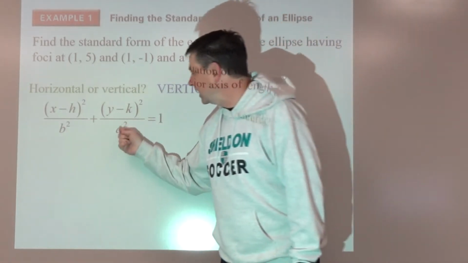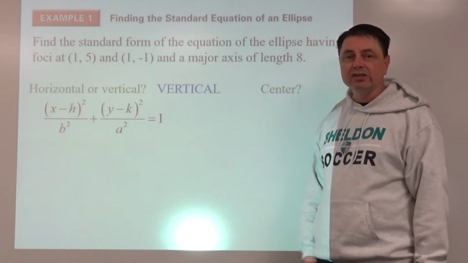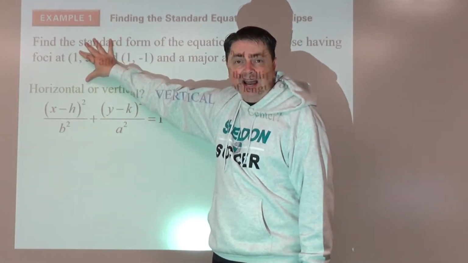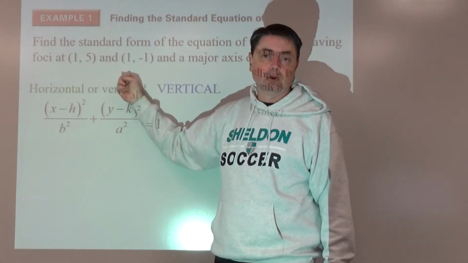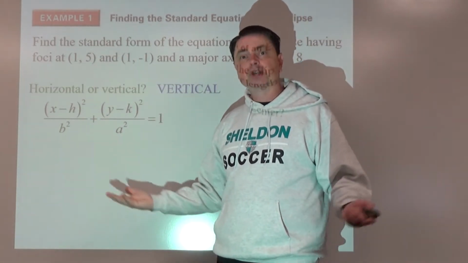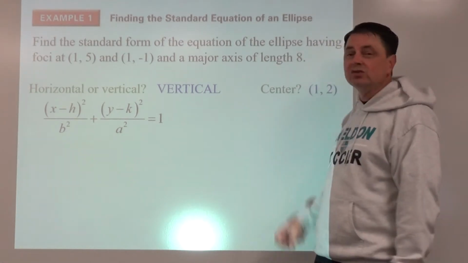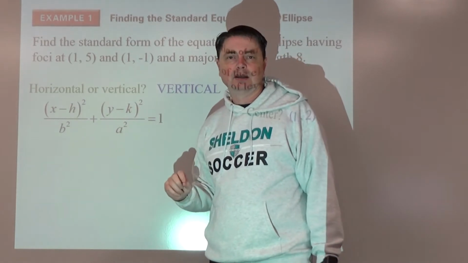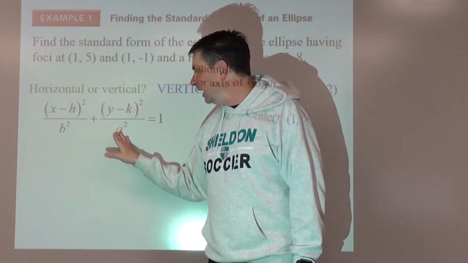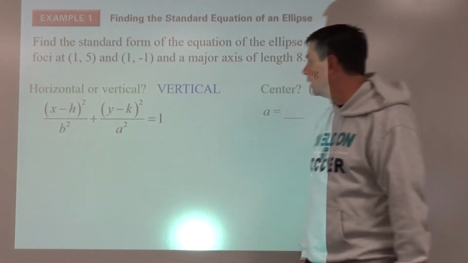So that tells us that a squared is going to have to be under the y. What's the center? Again, we can go back to our graph and see what point is halfway between these 2 points. Or we could use the midpoint formula, and we're going to find the center is (1, 2). So we've got our h and we've got our k. Now we're after a squared and b squared, so maybe knowing a and b first, possibly.